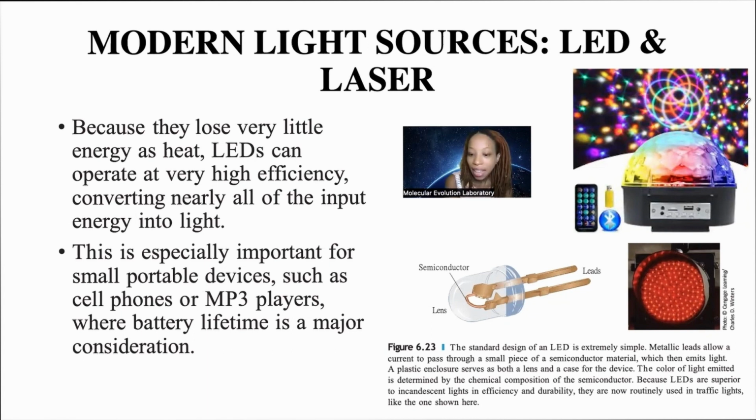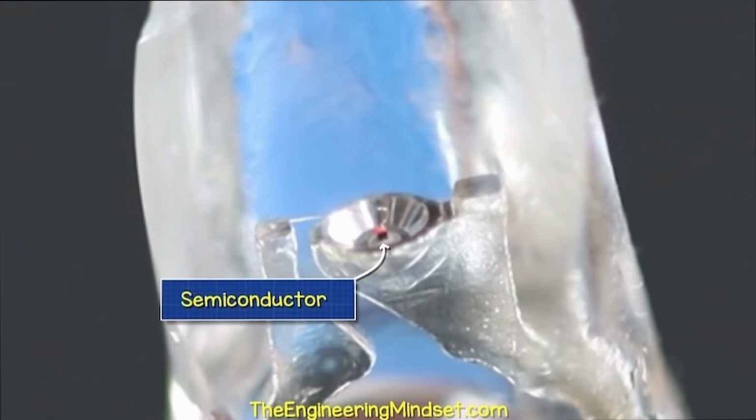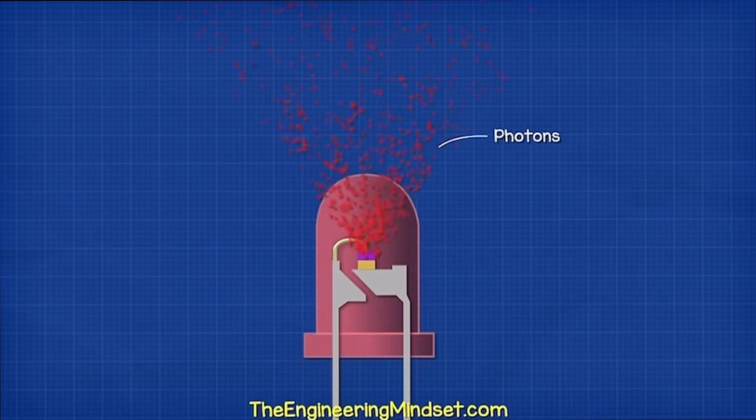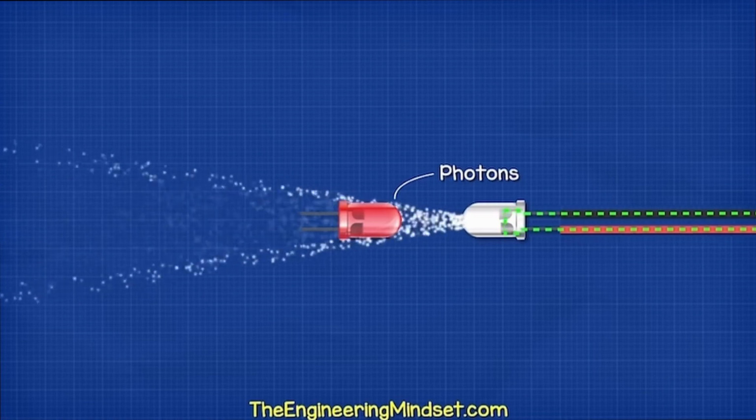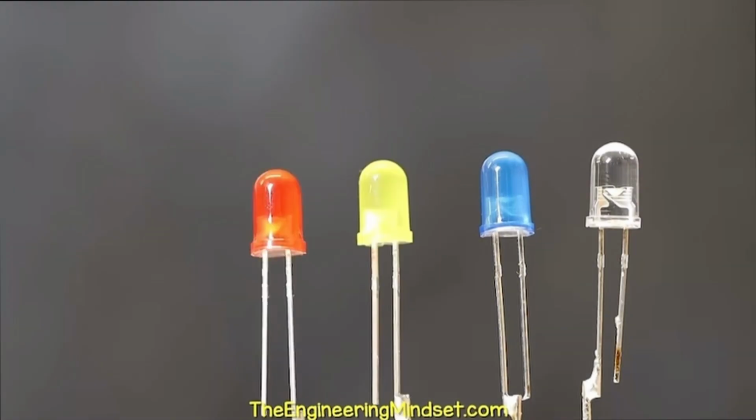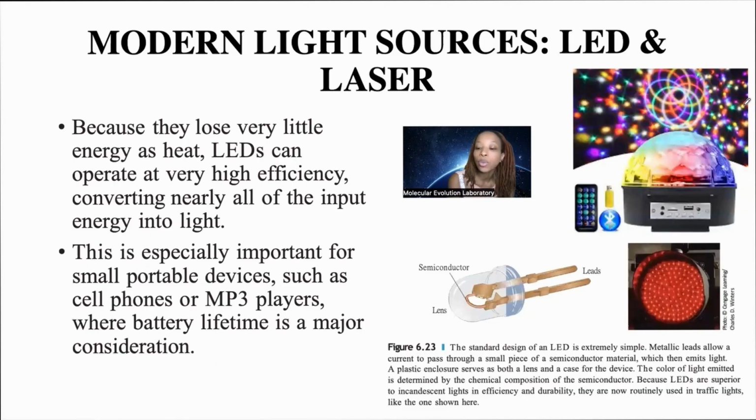So the standard design of an LED is extremely simple. Metallic leads allow current to pass through a small piece of semiconductor material, which then emits light. A plastic enclosure serves as both a lens and a case for the device. The color of the light emitted is determined by the chemical composition of the semiconductor. Because LEDs are superior to incandescent lights in efficacy and durability, they are now routinely used in traffic lights.